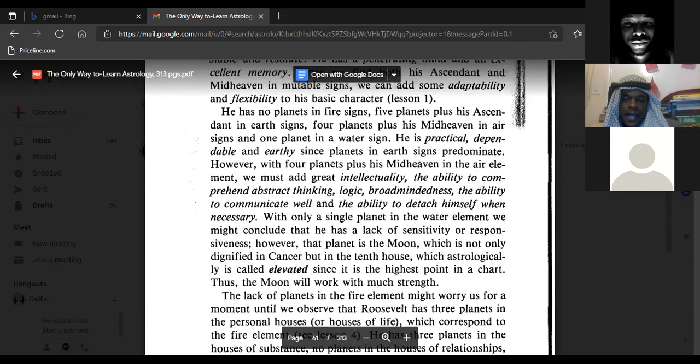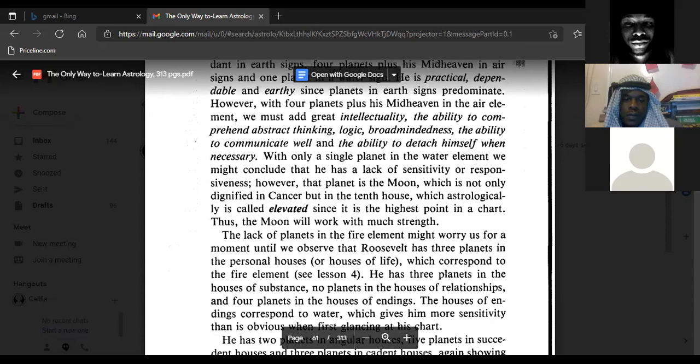With only a single planet in the water element, we might conclude that he has a lack of sensitivity or responsiveness. However, that planet is the moon, which is not only dignified in Cancer, but in the 10th house, which astrologically is called elevated, since it is the highest point in a chart. Thus, the moon will work with much strength.